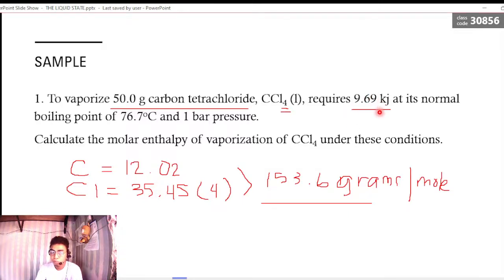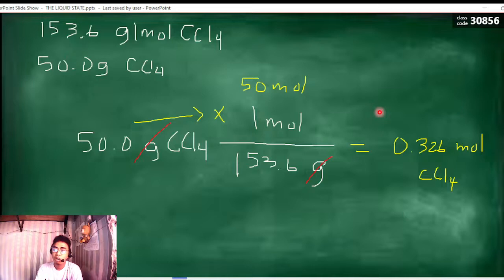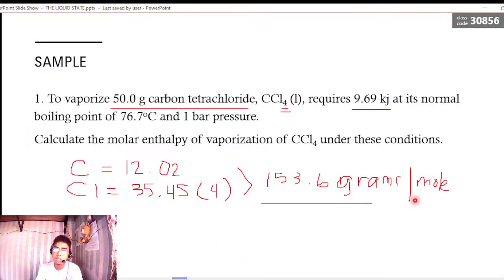That is your Q. Any unit or any numbers that has a unit of kJ or kilojoule is known as Q in our equation. So let's proceed to get the molar enthalpy change, the molar heat of vaporization. We have here the value of 0.326 mole of carbon tetrachloride. We have also the given of 9.69 kilojoule of the sample.